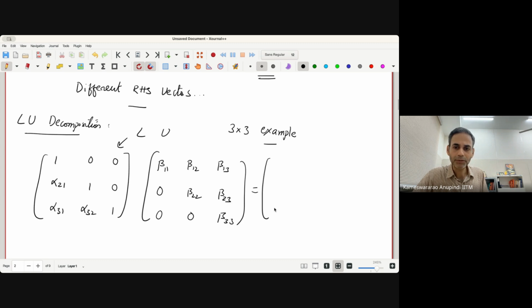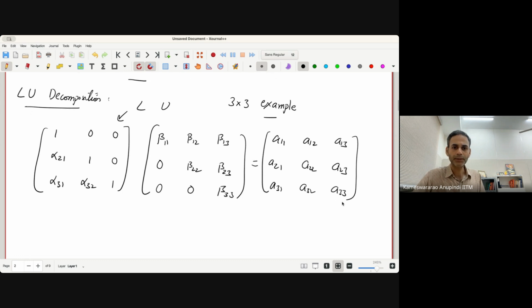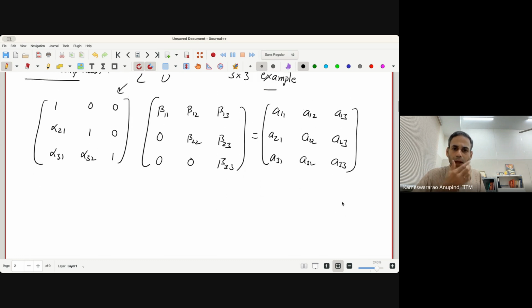The product of this should give me the matrix A11, A12, A13, A21, A22, A23, A31, A32, A33. What we want to do is derive a small algorithm from this small 3 by 3 matrix, a general algorithm to calculate the alphas and betas in an LU decomposition.